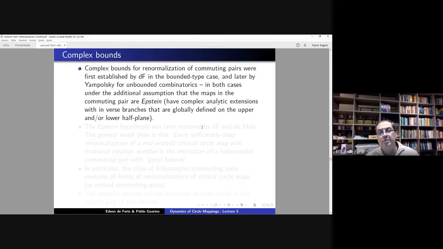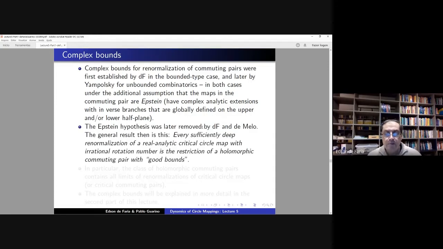The complex bounds were originally proved by myself in the bounded type case, and then generalized by Yampolsky for the unbounded case. I mean, when the entries of the continued fraction expansion of the rotation number are not bounded. But in both cases, both myself and Yampolsky, we both assumed that the maps were already in the so-called Epstein class. So they were maps which were, you know, real analytic that had complex analytic extensions that were such that these complex analytic extensions had globally defined inverse branches, globally defined, meaning globally defined either in the upper half plane or the lower half plane, okay? But later, Welington de Melo and I were able to remove this hypothesis.